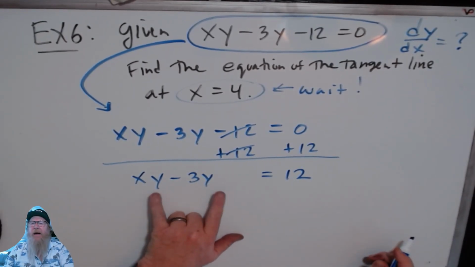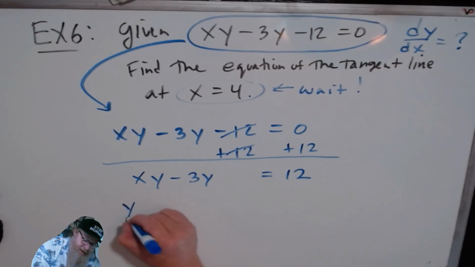So I've got xy minus 3y minus 12 equals 0. I need to find dy dx, which means I need to isolate the y. All right, I got to get y all by itself, so I'm going to factor out the y.